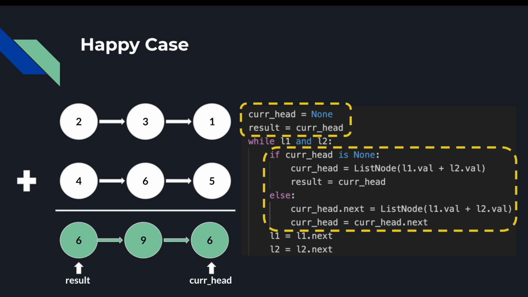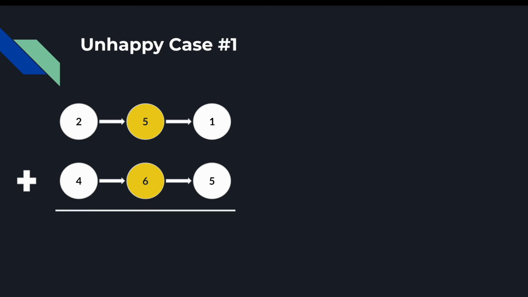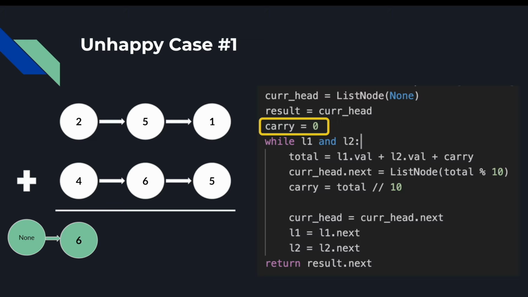But of course, there's a little trickiness to this problem. Let's deal with the simpler one first. Let's say that both linked lists still have the same length, but at least one of the digit sums is greater than 10. Well, given the rules of addition, we'll have to carry over a 1 to the next digit. Again, let's do this gracefully. We'll initialize a carry variable that begins as 0. Then, when we get to the current sum, we add carry to the result of L1.val plus L2.val. When we set the value of the new node, we don't use total, but total mod 10, and then we reset carry to total floor divided by 10.